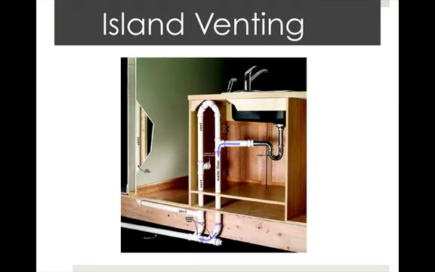If a sink is located in an island, there's no vertical wall for the vent pipe to run up. So in this case, a waste line has to run to a sump or a collection container in another location and then is given a trap and a vent.